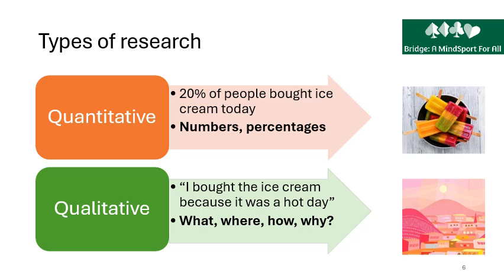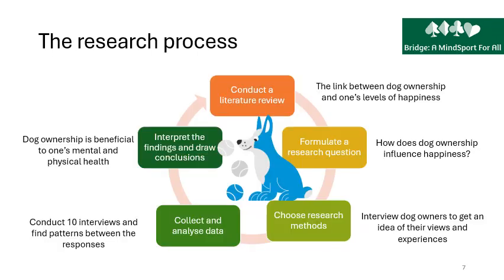That is why some researchers, such as myself, think that combining quantitative and qualitative research is oftentimes the best way to go. No matter whether you choose quantitative, qualitative, or mixed research, the research process is similar in all cases. For instance, a researcher who wants to study the link between dog ownership and happiness would first start by conducting a literature review to see what other researchers have found on this topic, so as to not reinvent the wheel, and they will then formulate a specific research question such as, how does dog ownership influence happiness?